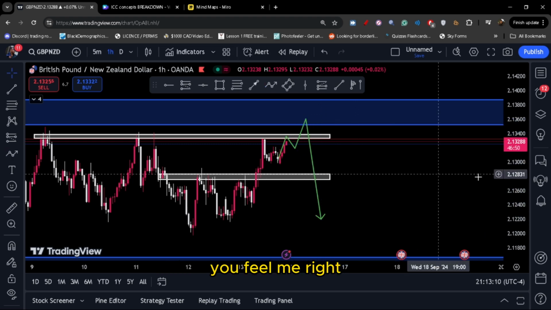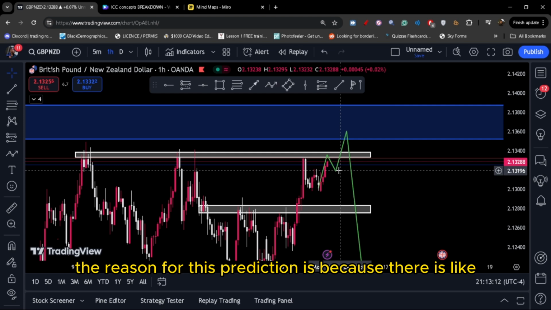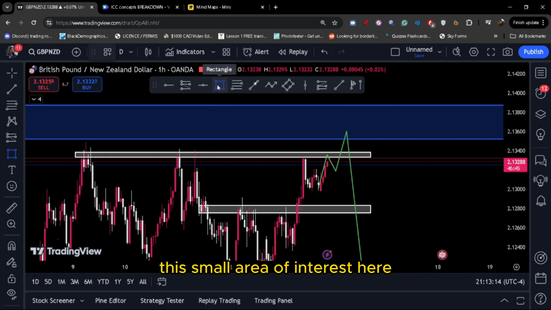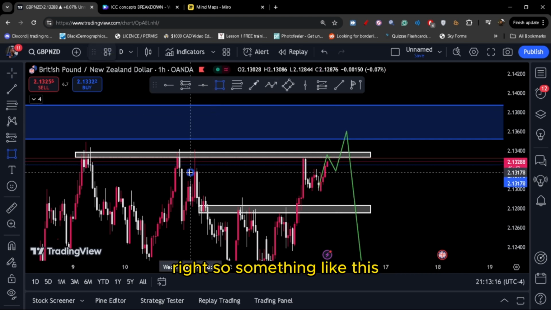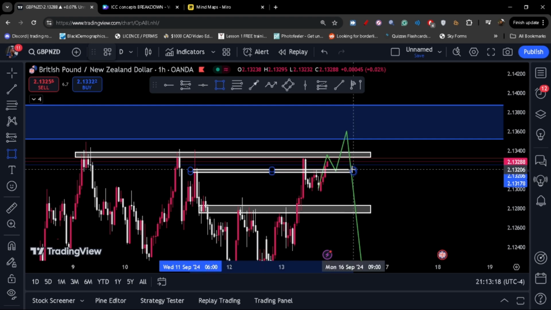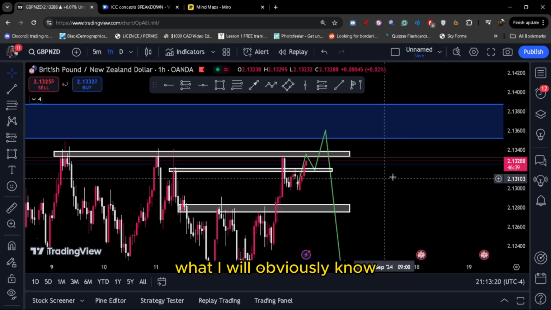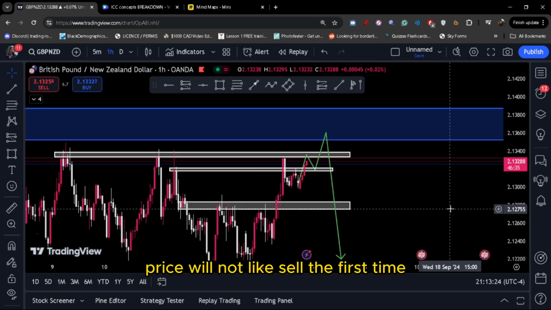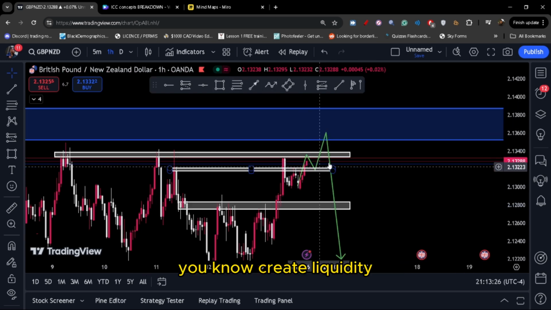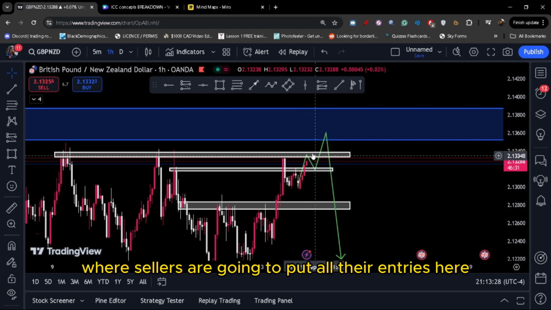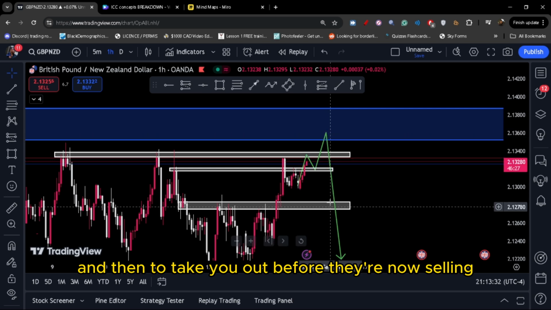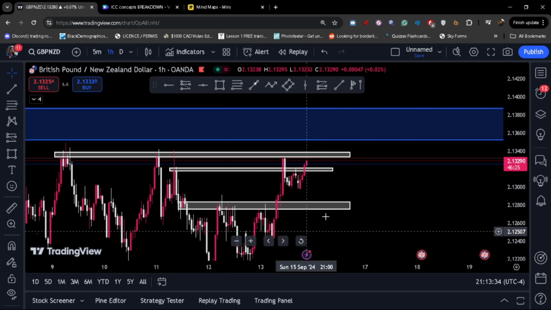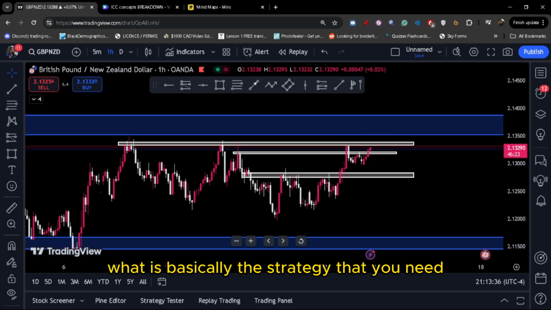You feel me, right? The reason for this prediction is because there is this small area of interest here, so something like this. And we obviously know that if price was actually going to sell, it will not sell the first time, right? It's actually going to create liquidity where sellers put all their entries and all their money here, and then take you out before they're now selling. But it's basically the strategy that you need.